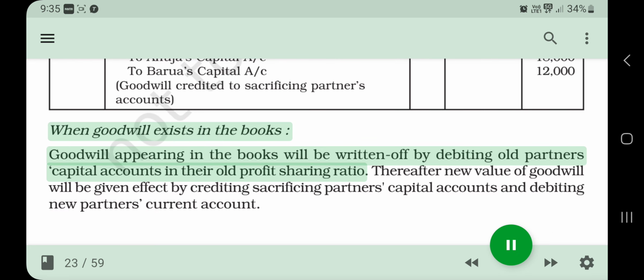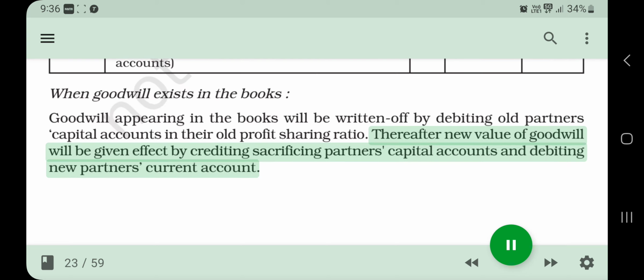Goodwill exists in the books. Goodwill appearing in the books will be written off by debiting old partners' capital accounts in their old profit sharing ratio. Thereafter the new value of goodwill will be given effect by crediting sacrificing partners' capital accounts and debiting the new partner's current account.